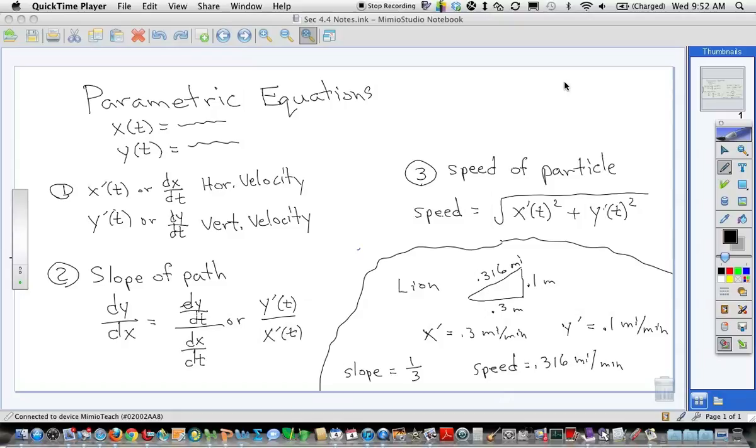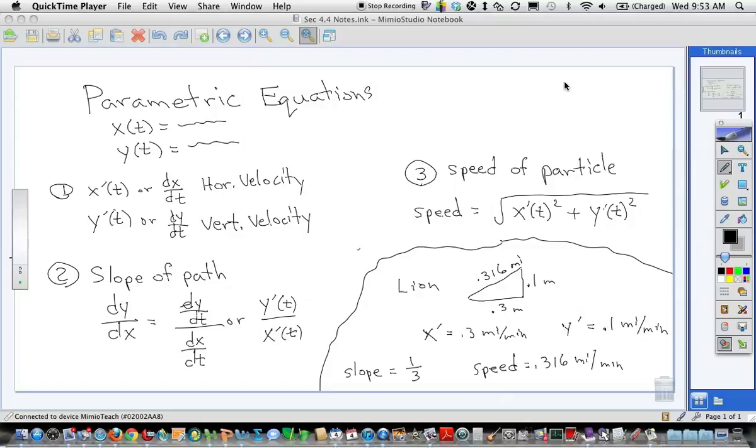Now, we did this calculation yesterday. I'm not sure we did this speed equation. I'm not sure I actually wrote that down on the board yesterday. But hopefully, thinking about the lion problem, that should be sensible to you. So that is going to be an important equation that you're going to have to remember.